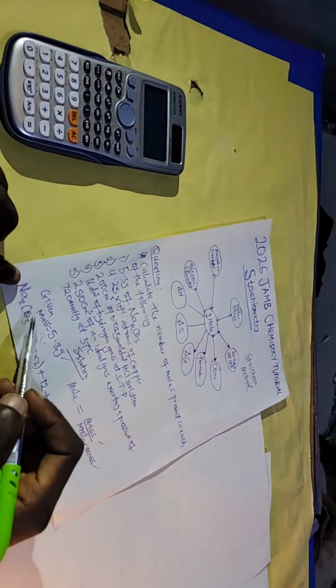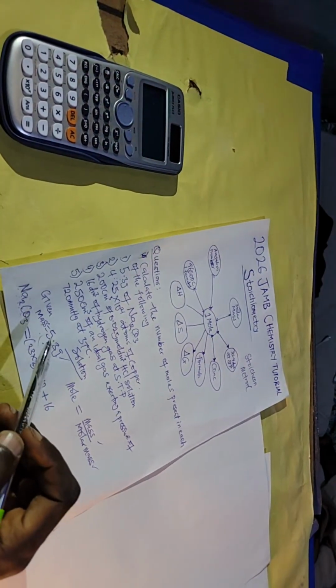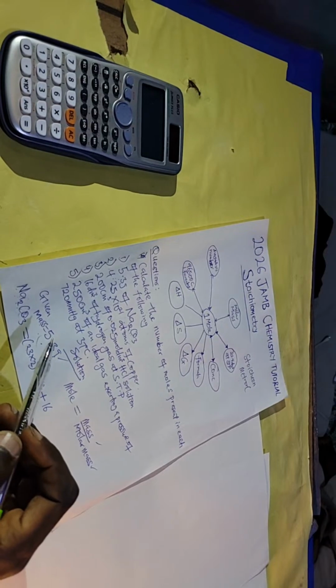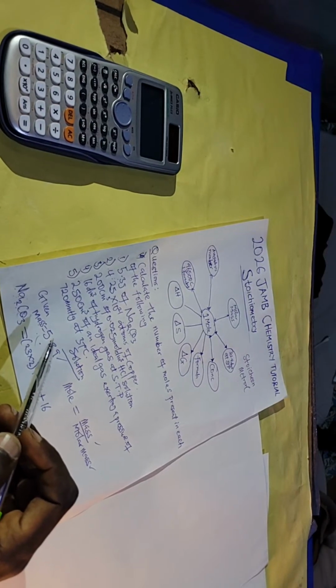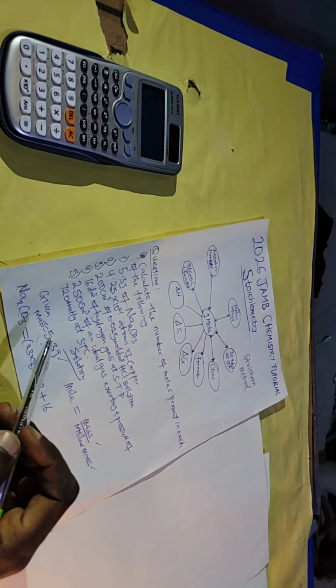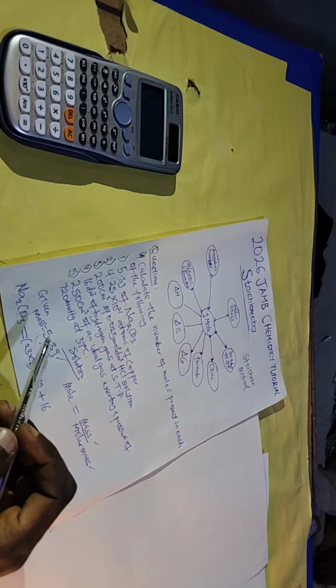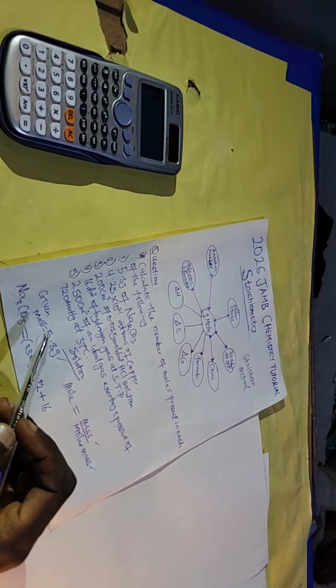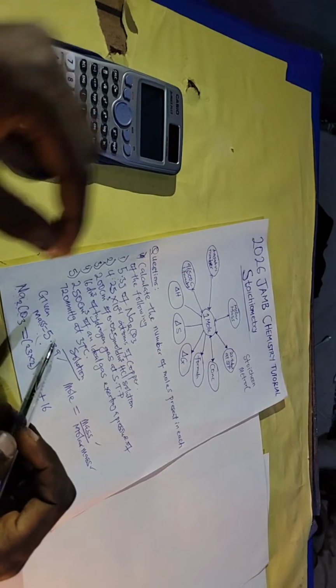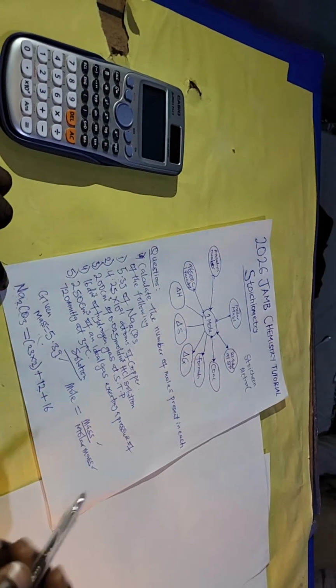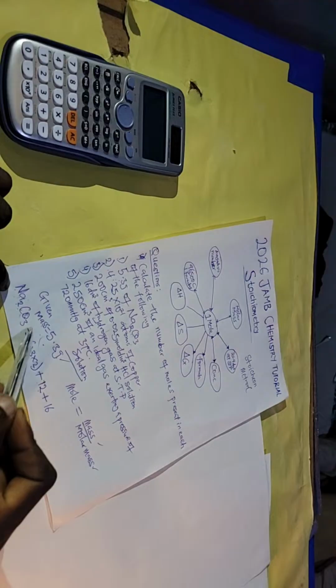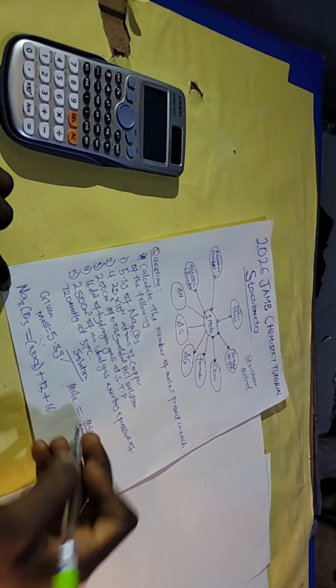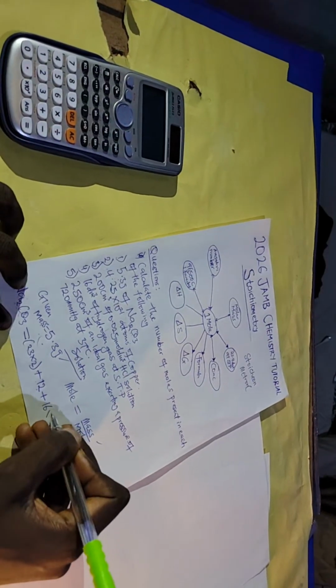So the mass number of oxygen: oxygen is number 8. To get the mass number, we multiply the atomic number by 2. When you multiply the atomic number by 2, you get 16. So 16 happens to be the mass number of what? Oxygen. But how many oxygen do we have here? We have 3 oxygen, so you multiply that mass number by 3.